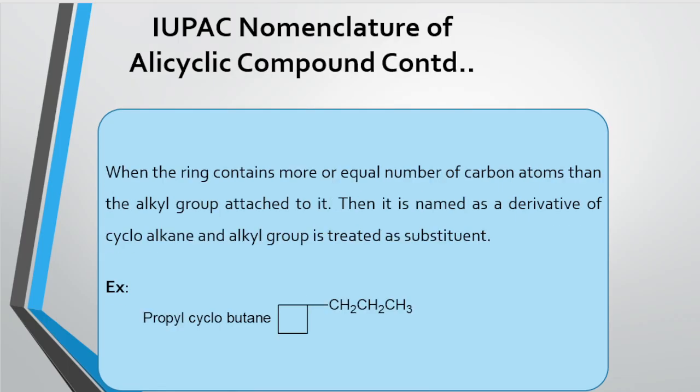Suppose we consider this one, when the ring contains more than or equal number of carbon atoms than the alkyl group attached to it, then it is named as a derivative of cycloalkane. See, here there are 4 carbon atoms in the cyclic compound and there are 3 carbon atoms in the side chain. That's why this is the main compound and this is taken as a substituent. Hence the name of the compound is propylcyclobutane.